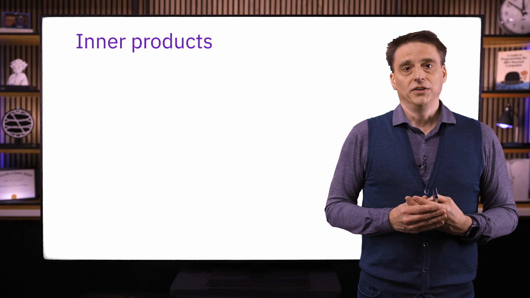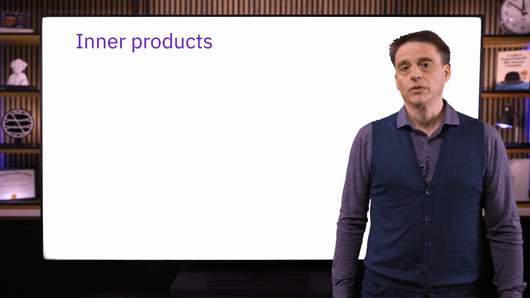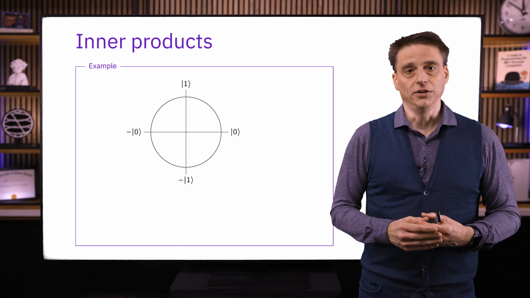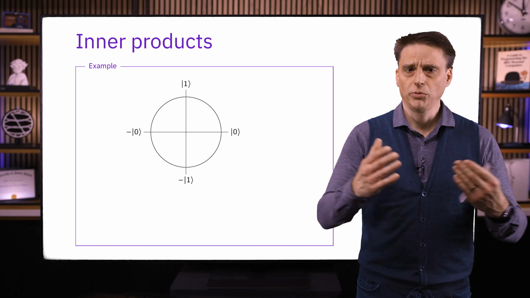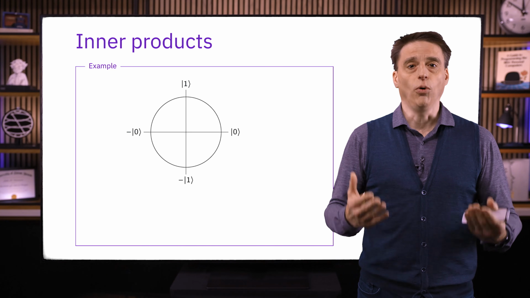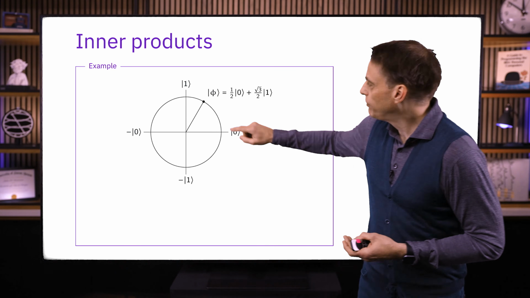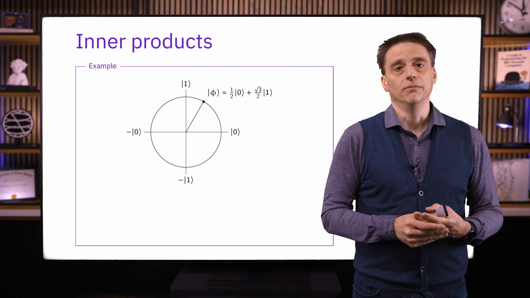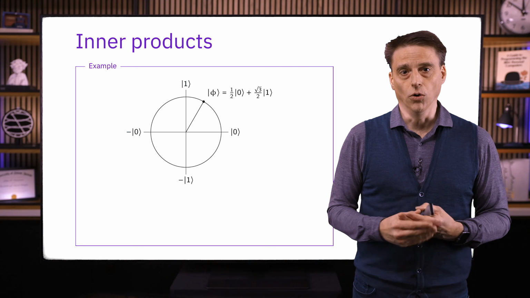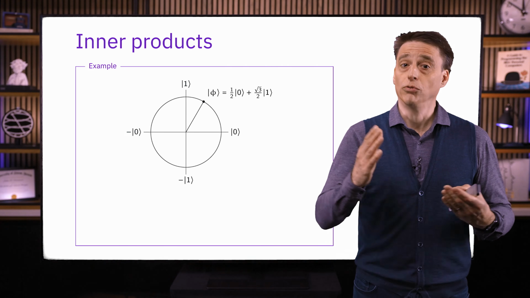Here's an example that's meant to give you a geometric picture for how inner products work. Here I've drawn a circle in a two-dimensional space corresponding to a qubit. And as long as we restrict our attention to vectors having real number entries, we can draw them as points on this plane. Let's take phi to be this vector right here. It's a unit vector, which we can see by computing the Euclidean norm. And that's what this circle represents. It's all of the unit vectors having real number entries.